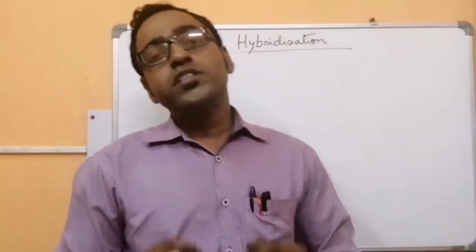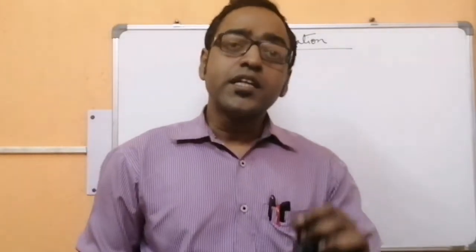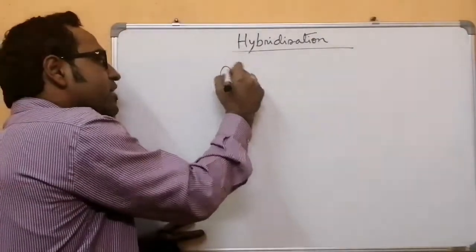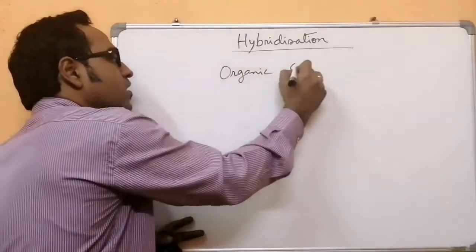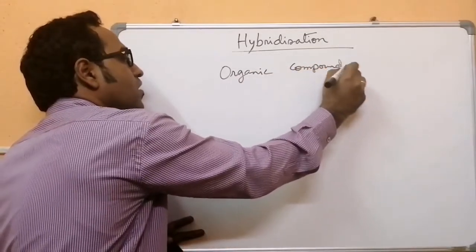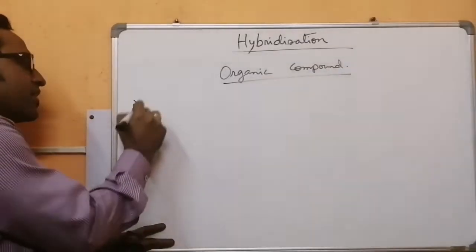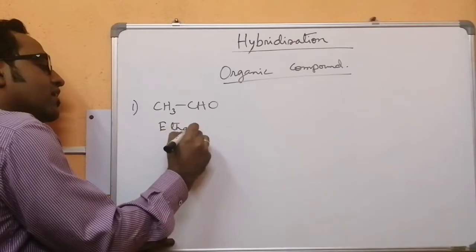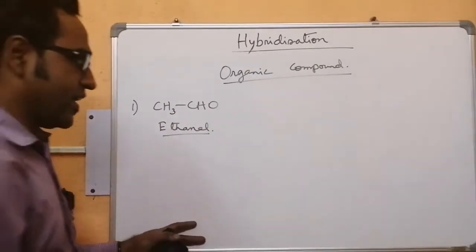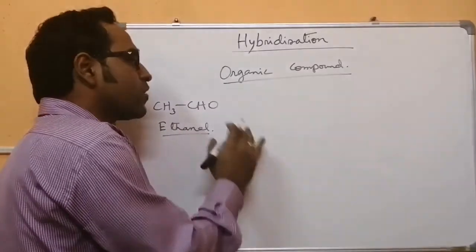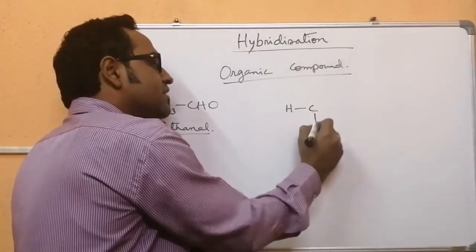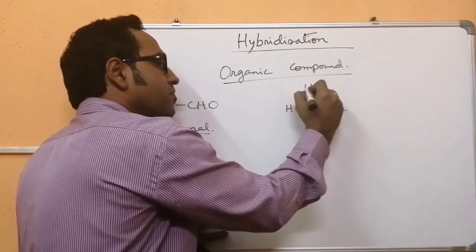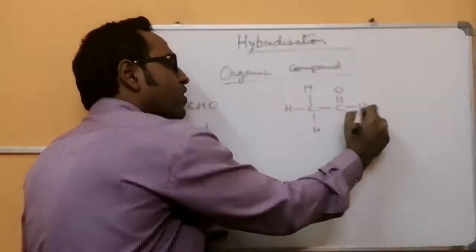Now I will tell you how to determine the hybridization of the carbon atom in an organic compound. So hybridization of carbon atom in organic compounds. Our first example is CH3CHO. This is called ethanal. It's an aldehyde. So what you have to do, you have to write down the structure like this: H, C, H, H, C, double bond O, single bond H.